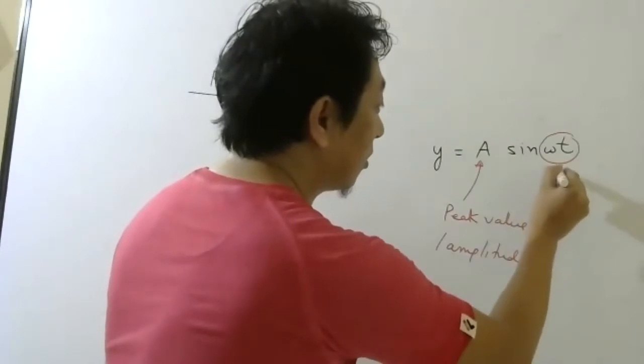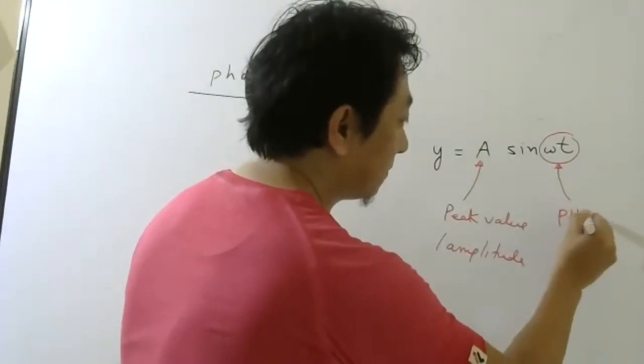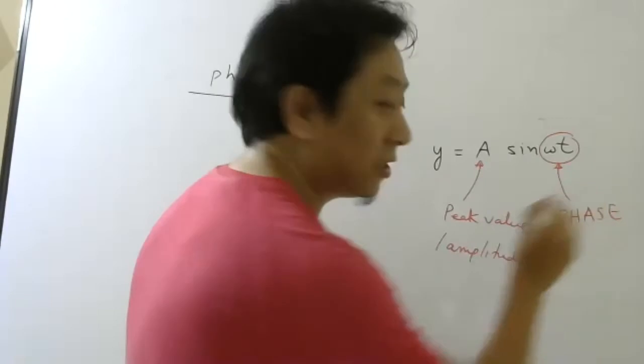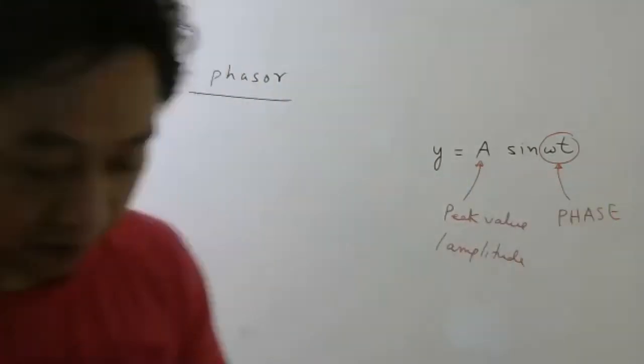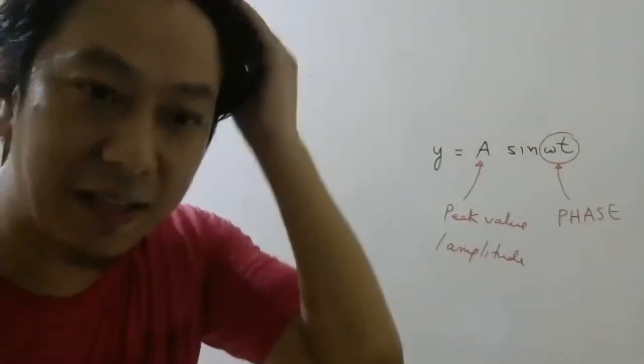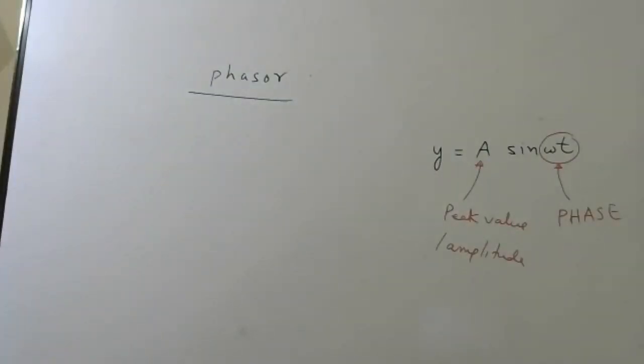And this quantity, this angle, it is an angle only, no? This quantity we call phase. Basically, it is an angle only, but we give it the name phase.